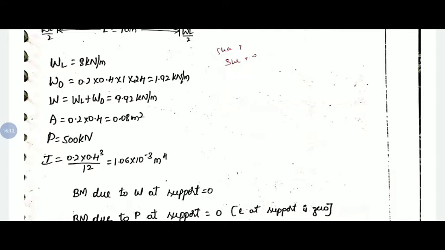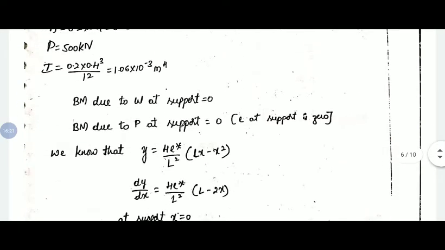So bending moment due to UDL for simply supported beam at support, it will be 0 as we know. And pre-stressing moment due to pre-stressing force at support, again since eccentricity is 0, bending moment due to P at support will also be 0. So if we have eccentricity, then Pe by I will come, but here we have 0 eccentricity, it will be 0 only. So first we need to find out what is the slope of the cable at support.